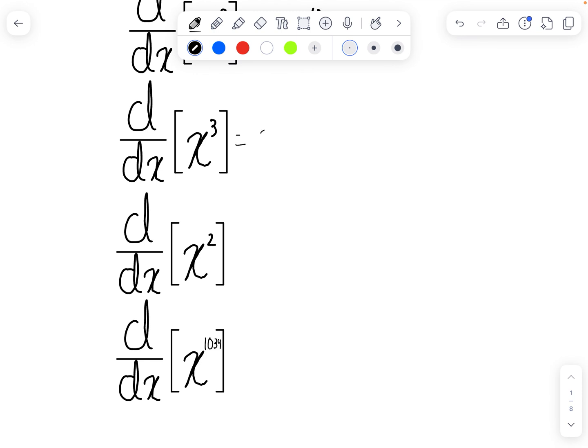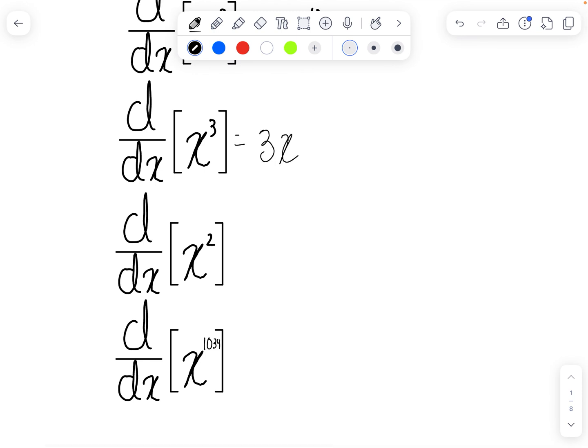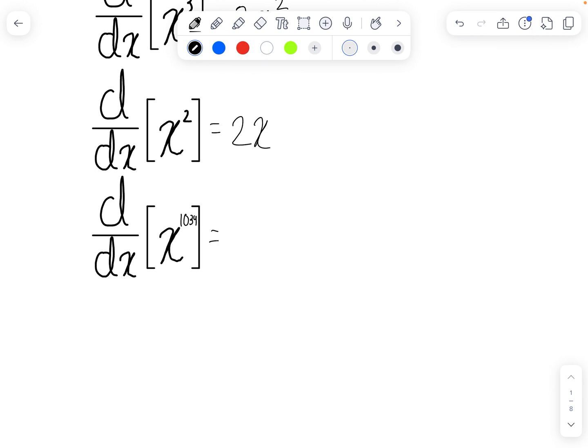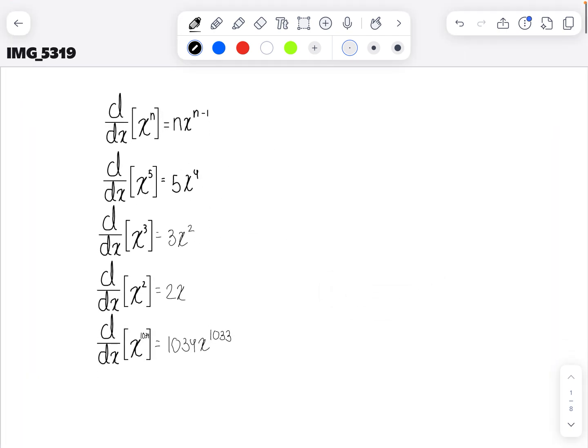So this would become 3 times x to the power of 2. This would be 2 times x to the power of 1, so just 2x. And this would be 1034 times x to the power of 1033. So yeah, that is the power rule. Now there are some other nuances.